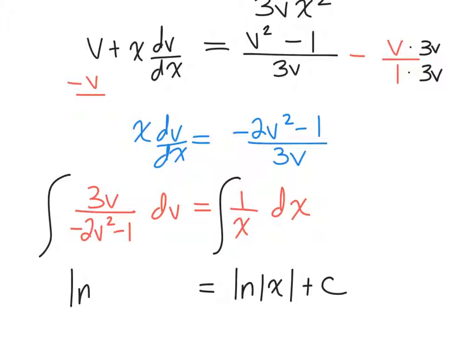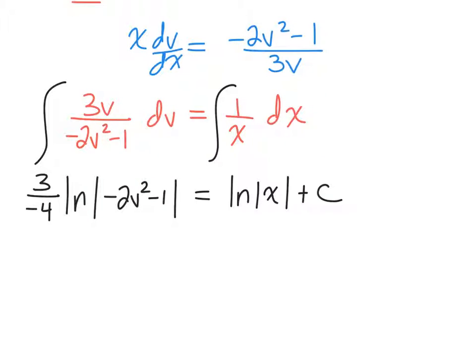So I could say the natural log of negative 2v squared minus 1, that would have a derivative of negative 4v. I don't want that. I want the 3 instead. That's in lieu of performing u substitution, because I think we've done enough substitutions for a question like this already. It can get a little nasty, and that's also why we learn about techniques of integration before we get too crazy with this stuff.